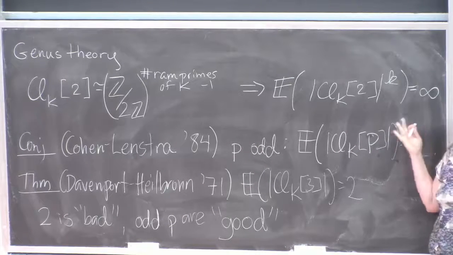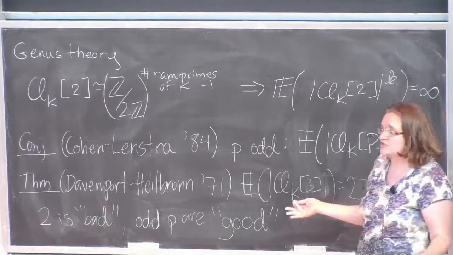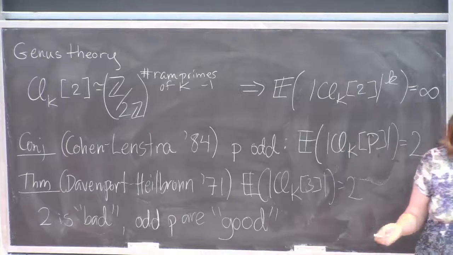And that makes sense here because we have genus theory to tell us about the 2-torsion in the class group, and we know absolutely nothing else about the rest of the class group.